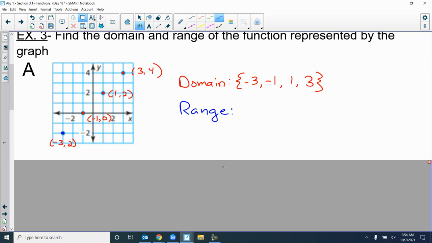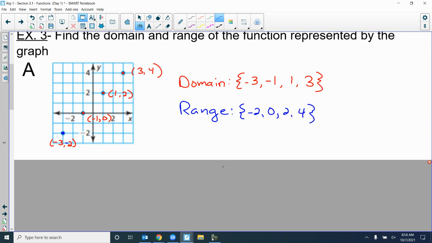Outputs, which are the second ones. All right, what are my outputs? Maddie, what are my outputs? The second number, which would be -2, 0, and then is that 2, 4? Yep, it'd be -2, 0, 2, and 4. So we're just going to list those. So -2, 0, 2, and 4.